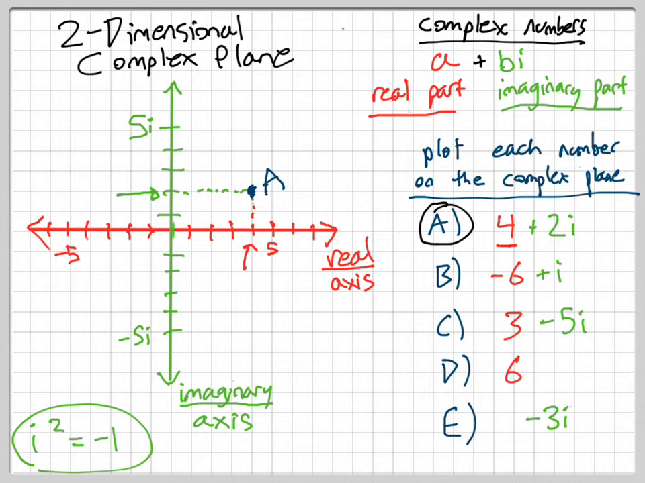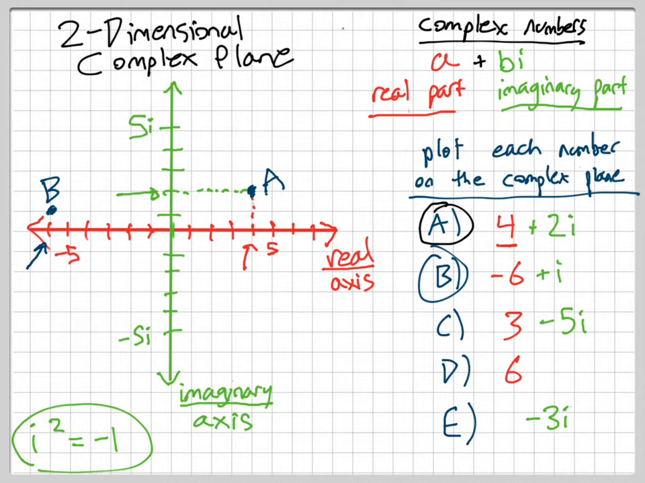And let's keep practicing, and let's plot the rest of these numbers on our complex plane. So in example B, we have -6 on our real axis. So I'm going to go over to -6 to the left on our horizontal axis, and then plus i, that's 1 unit up on our imaginary axis. So point B would be here on the complex plane.